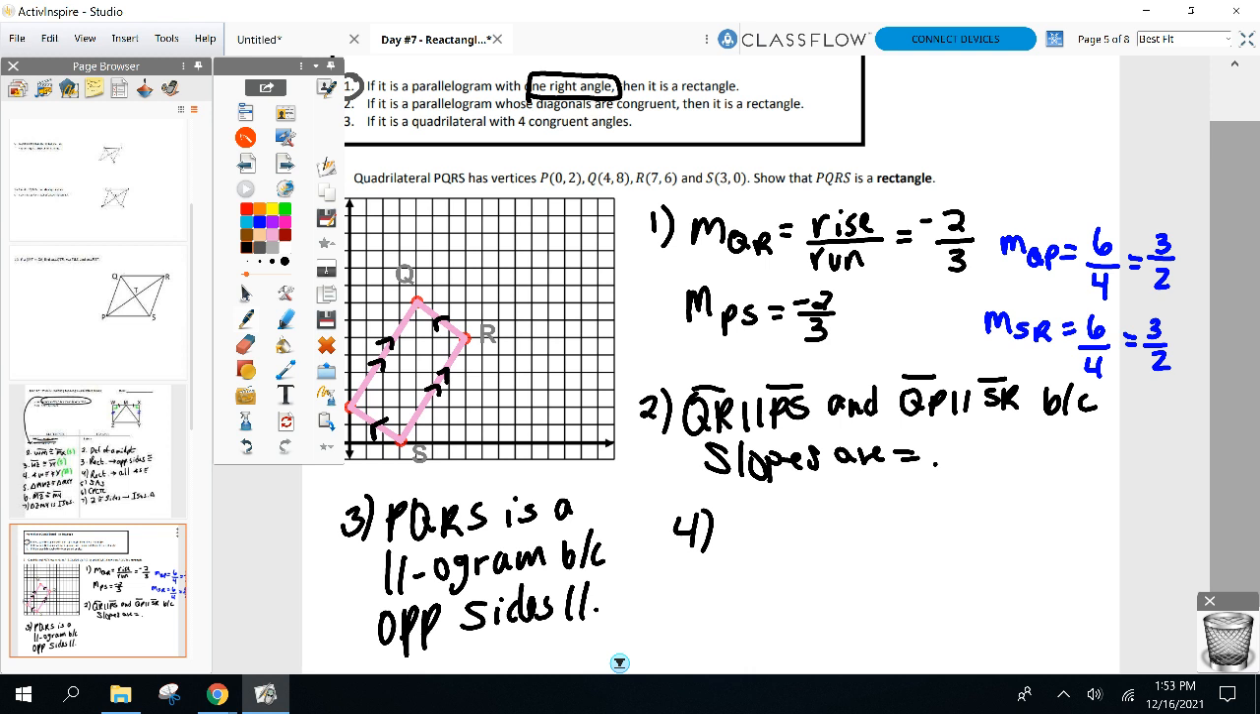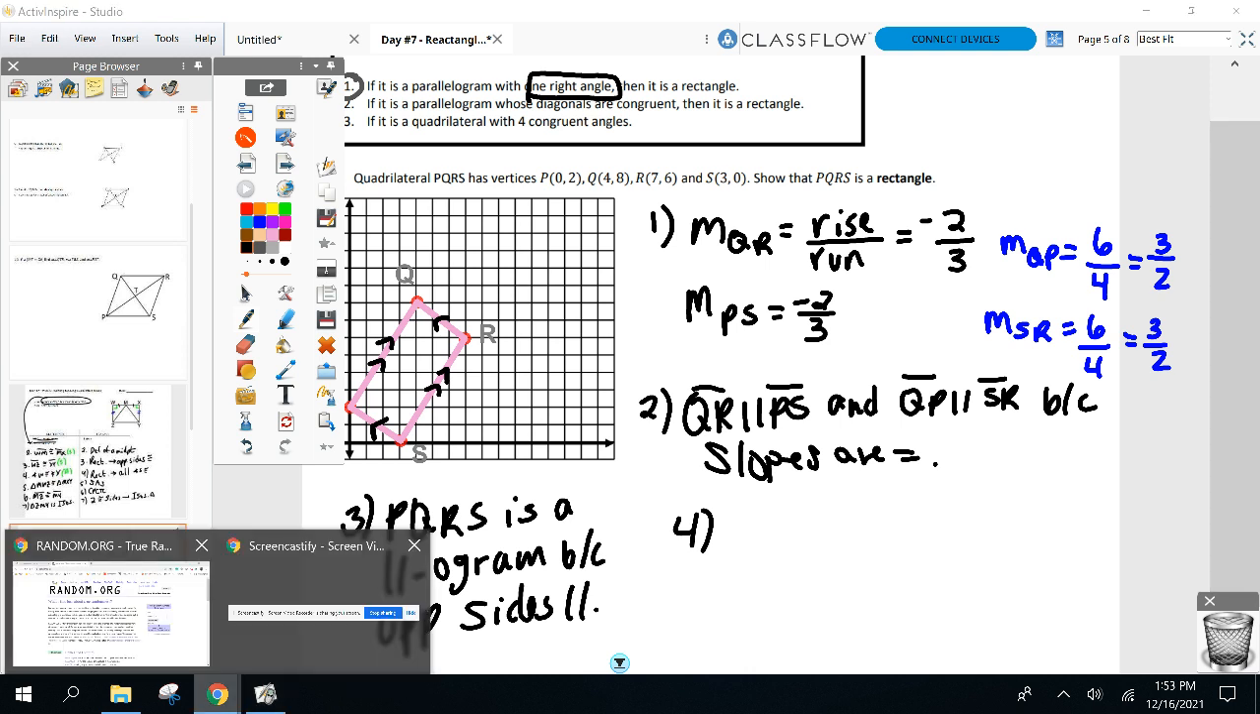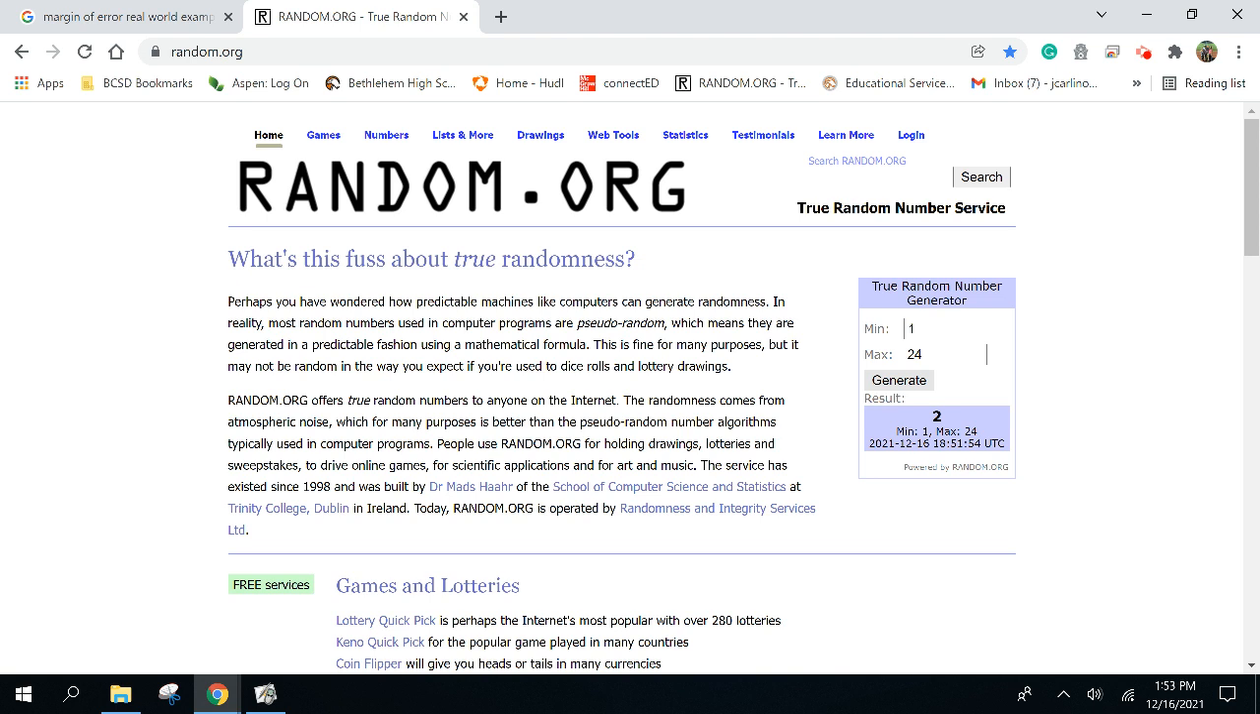Anybody remember the slope between two lines that are perpendicular? Negative reciprocal. Yep, I say opposite reciprocal, negative reciprocals. Two lines that have slopes that are negative reciprocals are perpendicular. I think we did the work already up here. Anybody see anything that could be a negative reciprocal? Using my slopes, give me two lines that are perpendicular because their slopes are negative reciprocals.